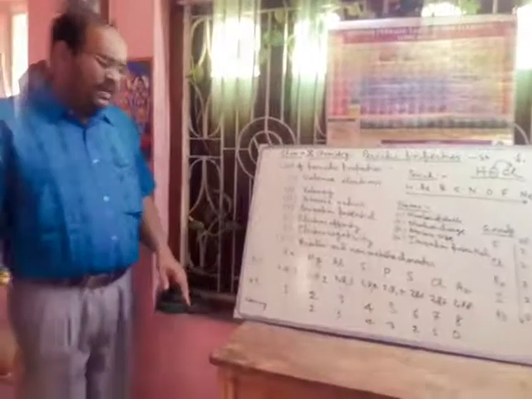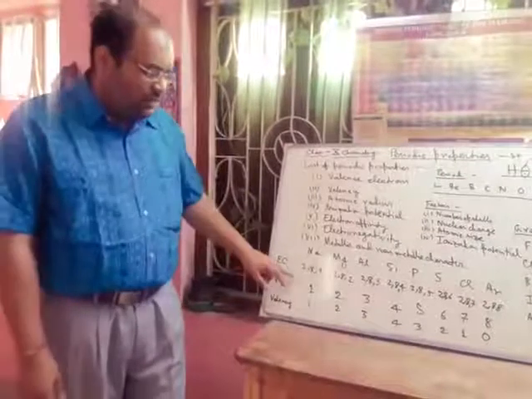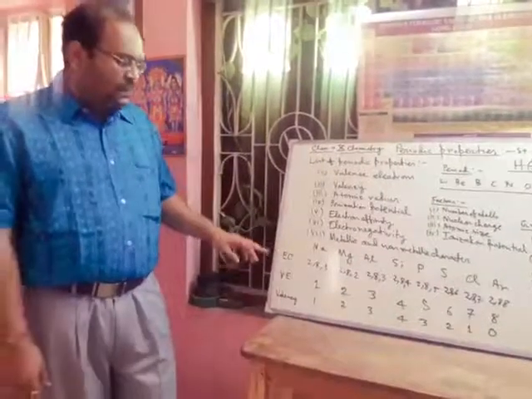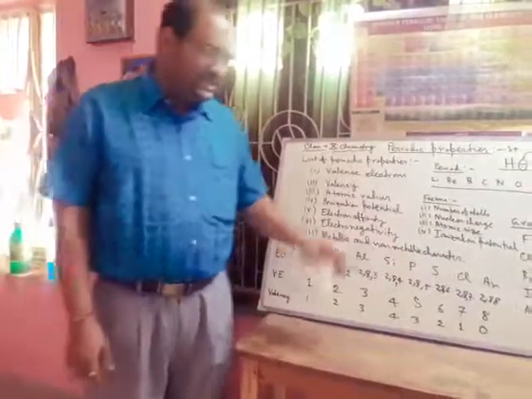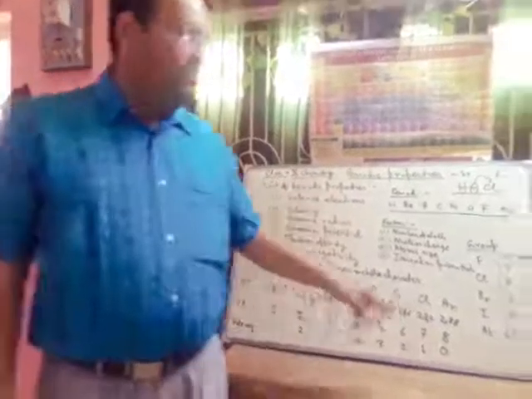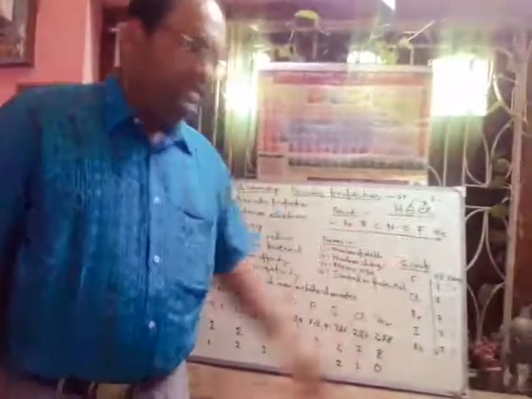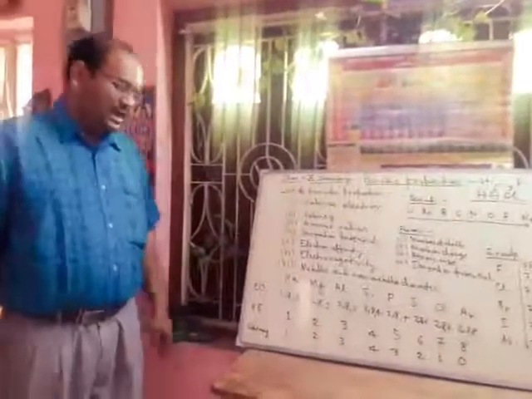Now we will discuss the variation. Generally in a period from left to right, the atomic radius decreases, and in a group from top to bottom, atomic radius will increase as new shells are added.